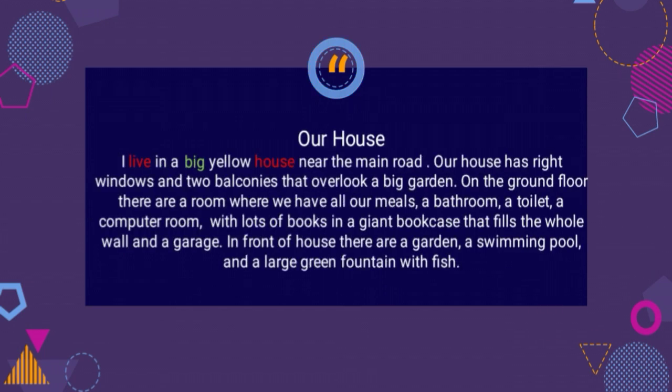And this is the original text I have taken from the book. The writer says that I live in a big yellow house near the main road. Then the next sentence, the writer says that our house has eight windows and two balconies that overlook a big garden. In the next sentence, it is still about the big yellow house and the whole paragraph is about a big yellow house. So, this is a good example of making an excellent identification.